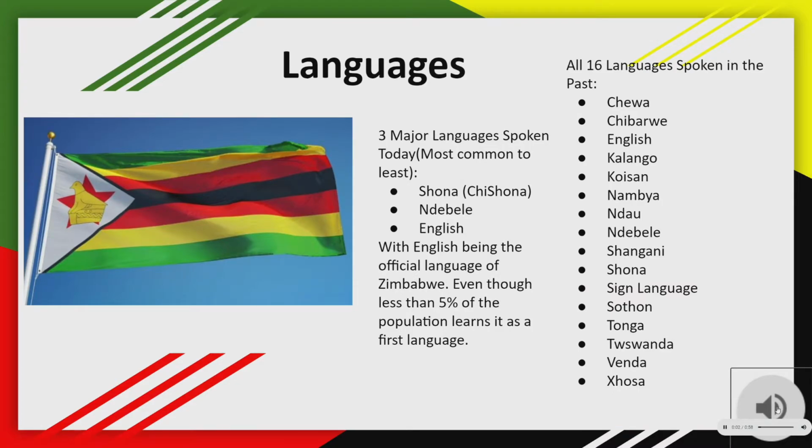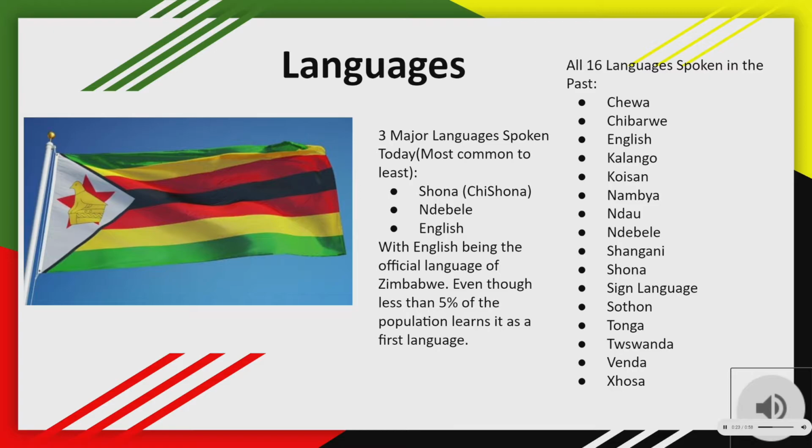Zimbabwe has three major spoken languages today. They have Shona, Ndebele, and English. Although English is the official language of Zimbabwe, less than 5% of the population learns it as their first language.